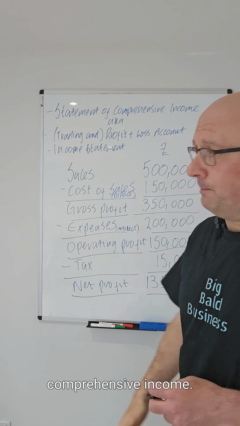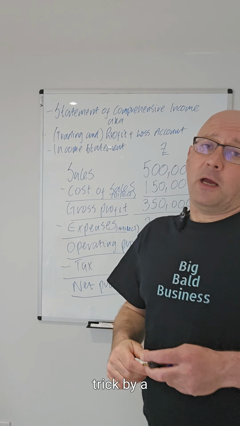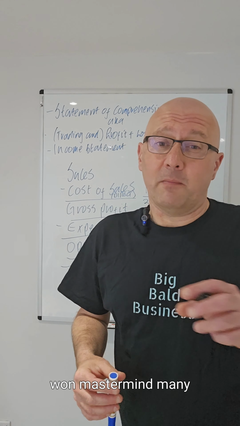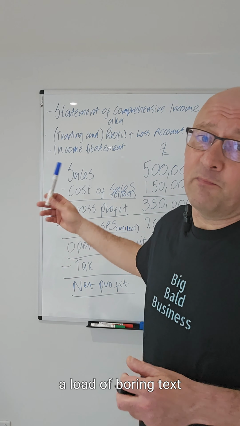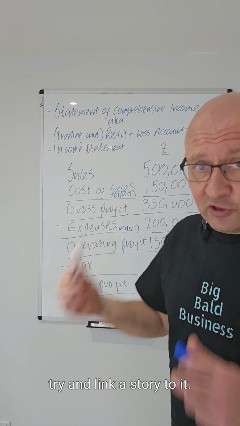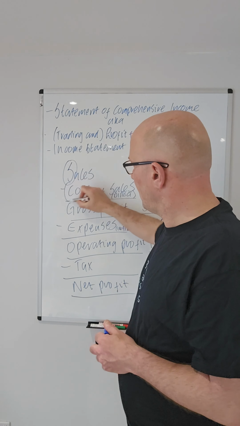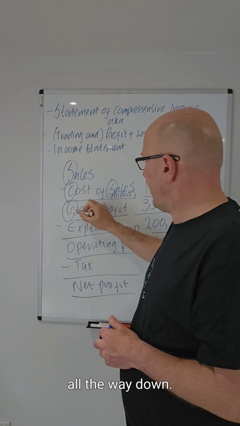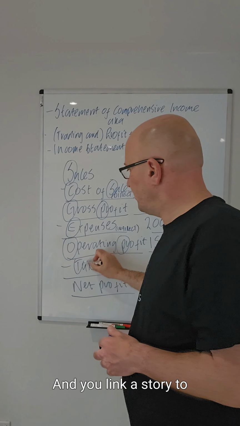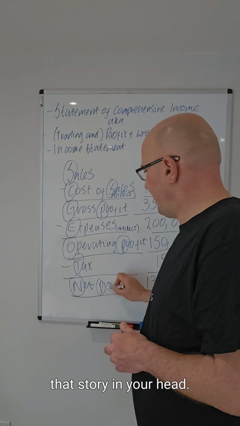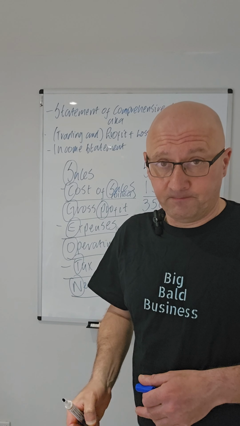Okay, so I'm just going to show you a way that I find easy to remember how to recall the statement of comprehensive income. What you could do is use a trick by a black cab driver who won Mastermind many years ago, Dominic O'Brien, I think his name was. And he said, if you've got a load of boring text to remember, try and link a story to it. So you take the first letter, all the way down, and then you link a story to it and you visualize that story in your head.